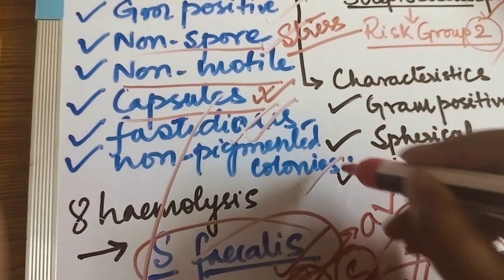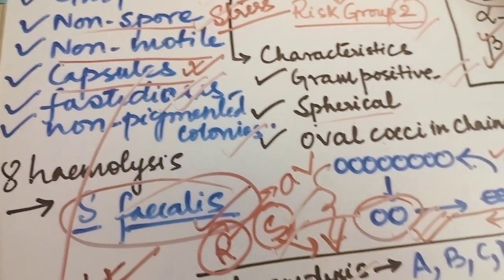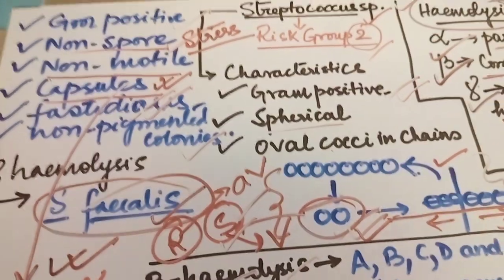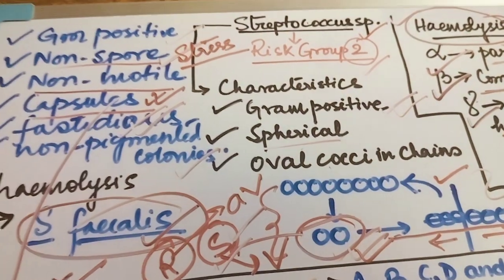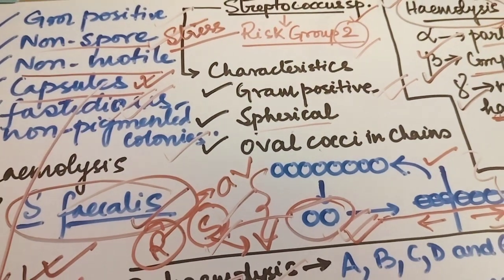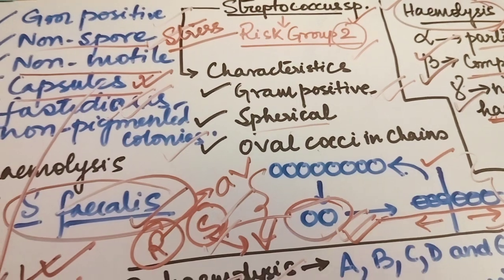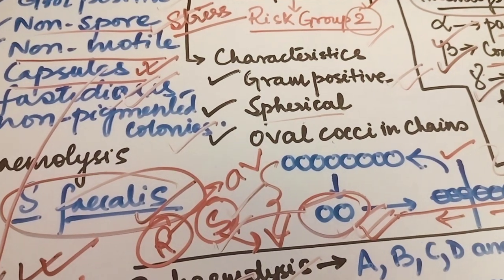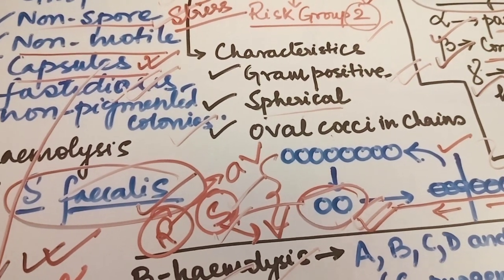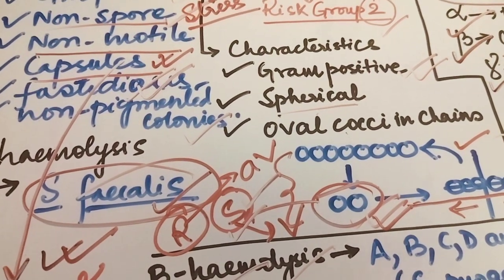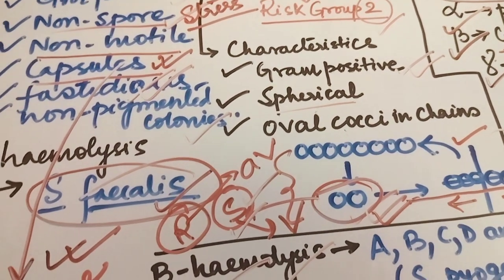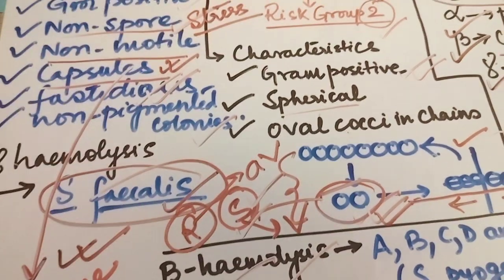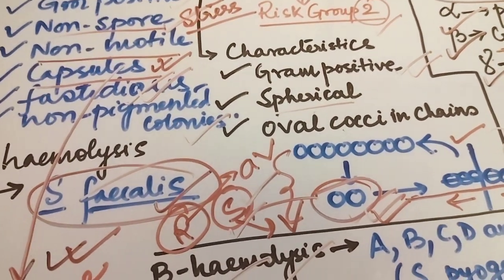And moreover, the colonies are non-pigmented. Why is it very important? Why am I trying to focus on it? Because in the last video, on Staphylococcus, the colonies are usually pigmented. They are also risk group 2 pathogens, but they are basically pigmented pathogens. That means Staphylococcus is classified into 3 colors: golden yellow, lemon yellow and white colored colonies. So when you go into the colony characteristics for Streptococcus, you do not find such pigment. So it has non-pigmented colonies.